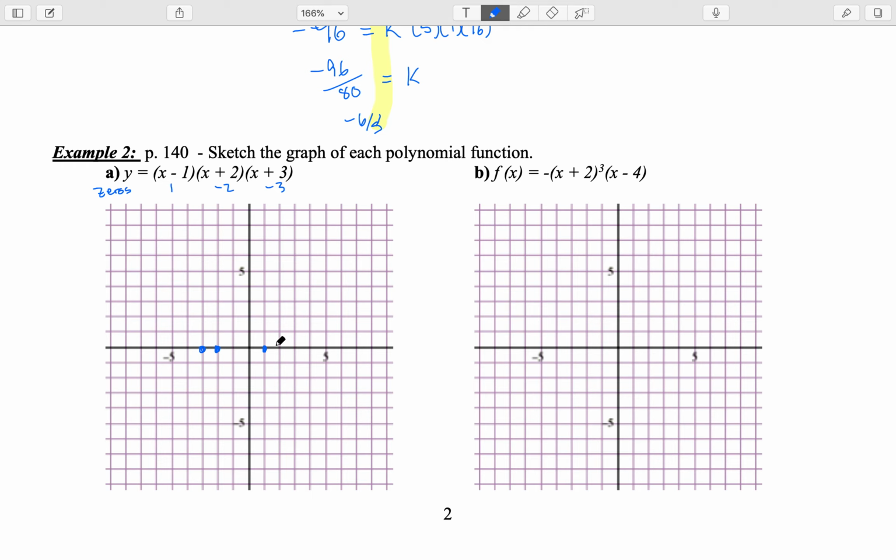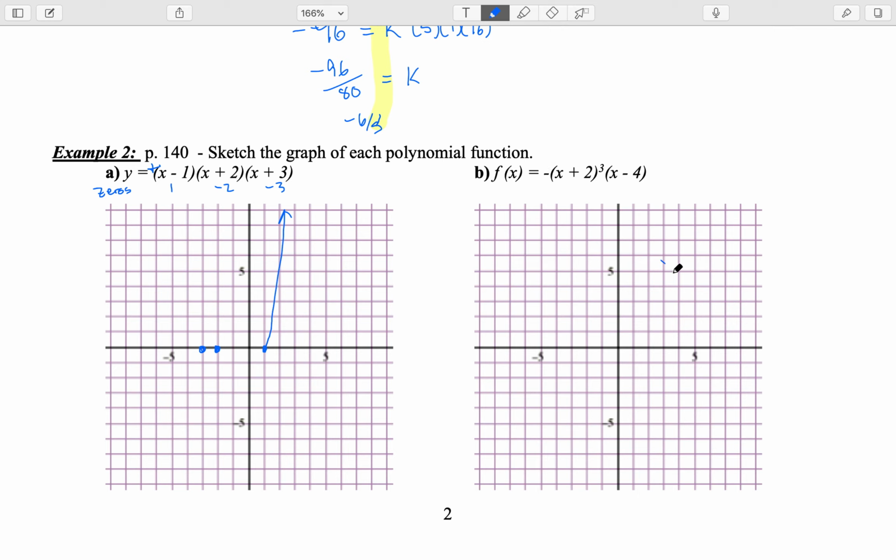What else do I know? Is this thing going up to infinity or is it going down to infinity? I don't know. Hang on, yes you do. It's positive, positive, positive. If I was to expand this all out, it would be starting with a positive x cubed. So I do know that this thing is going to go up to positive infinity, because it's positive.